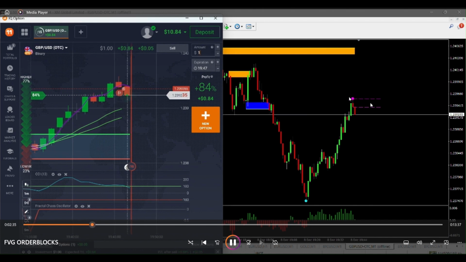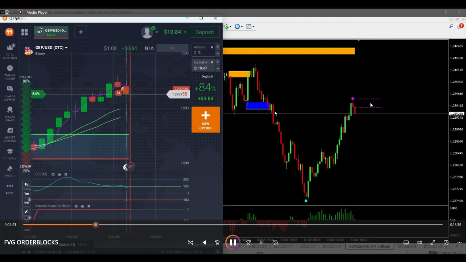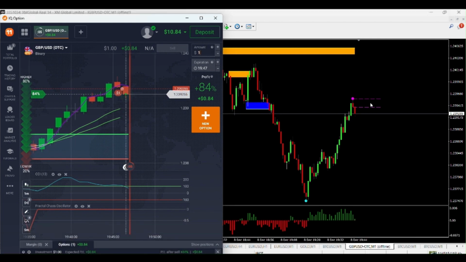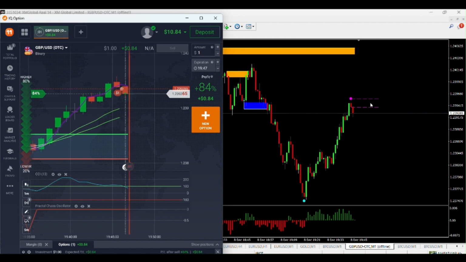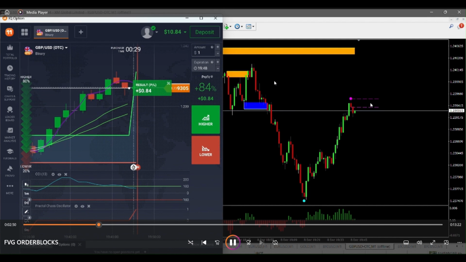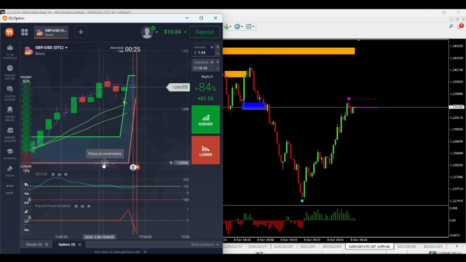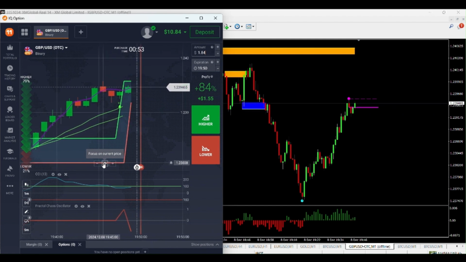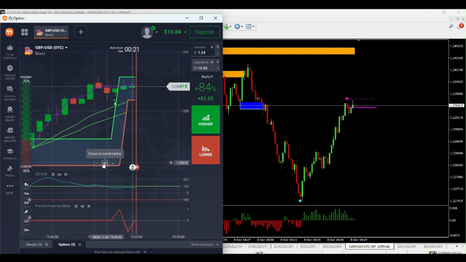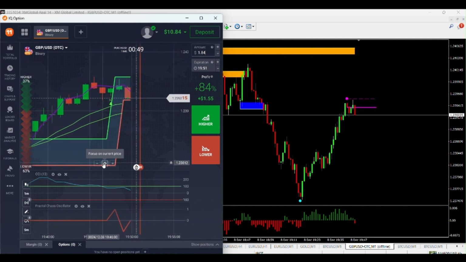So this is actually an order blocks indicator, and the lines you see, the blue and the orange lines, are FVG zones, so fair value gaps. And so there's our second win, and then fast forward to the next signal. Let's see.